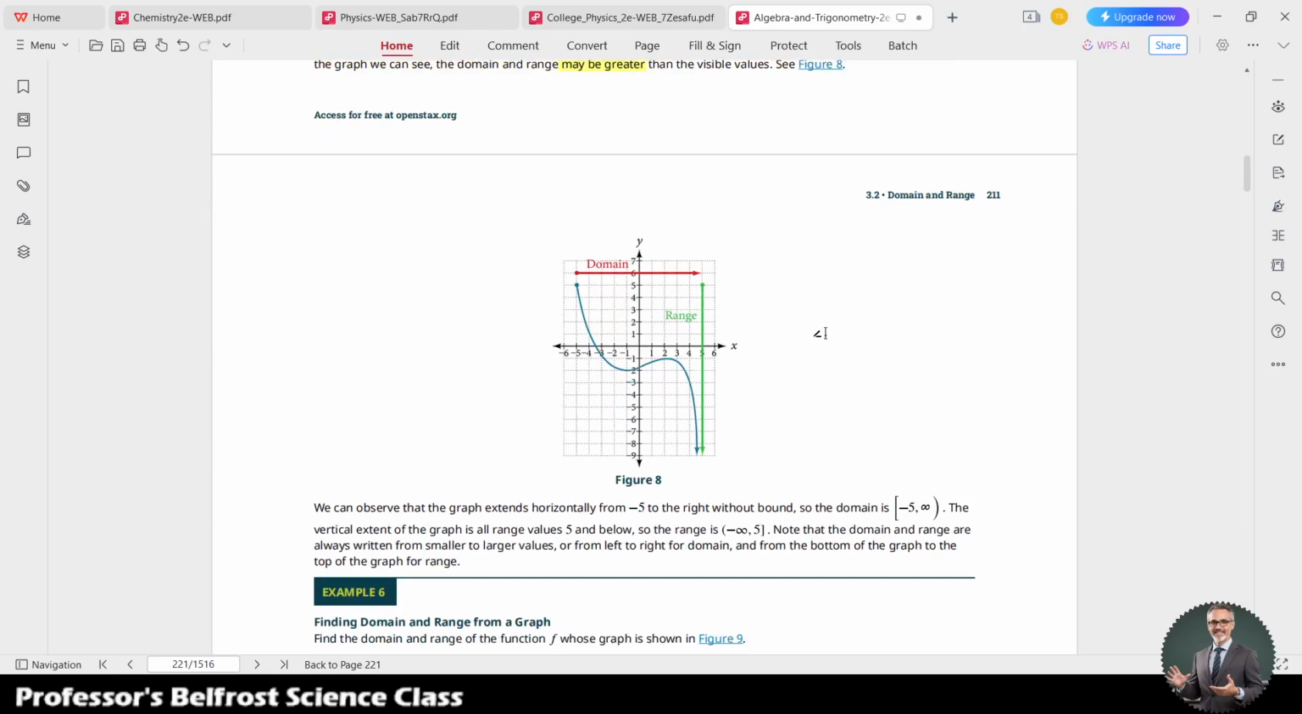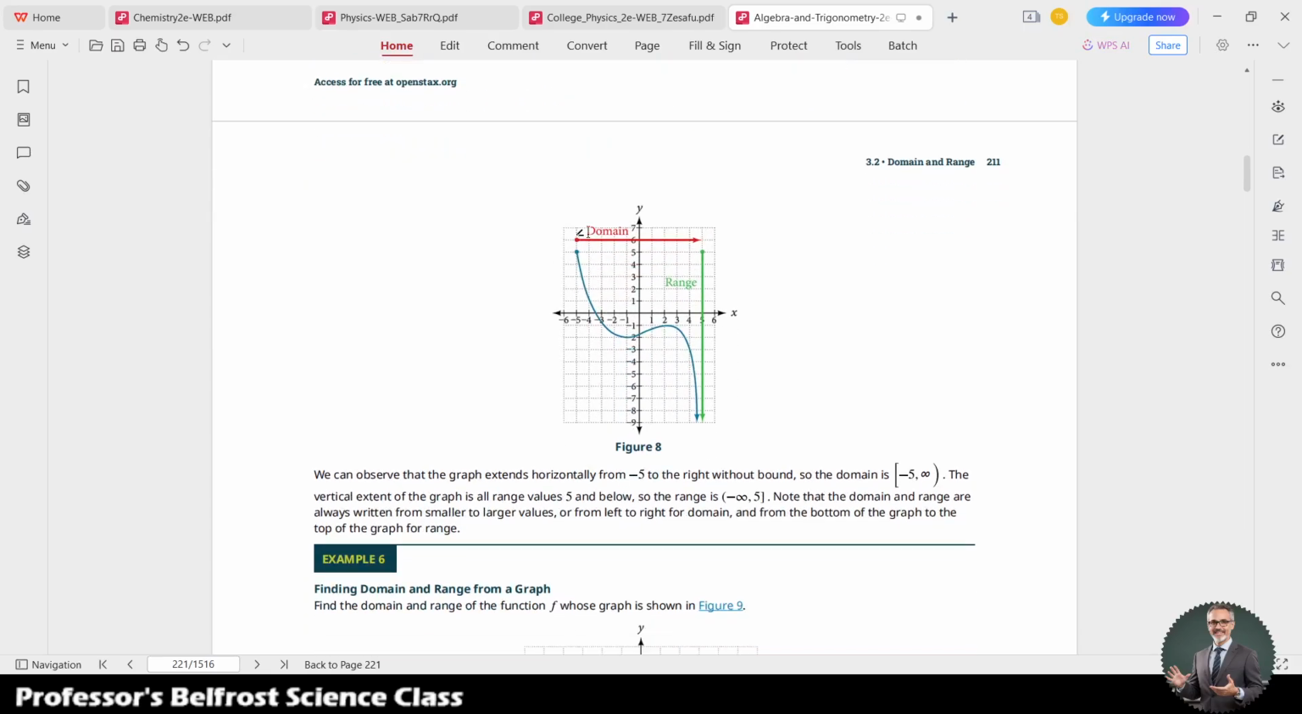Please pay attention to figure 8. So you can see what the domain is here. If we cut from here to here, the domain is about -5 to 5. It's not 5 actually, it's about 4.5. But how about the range? The range is from about 5 to -9, in this case, if we cut it through this portion.